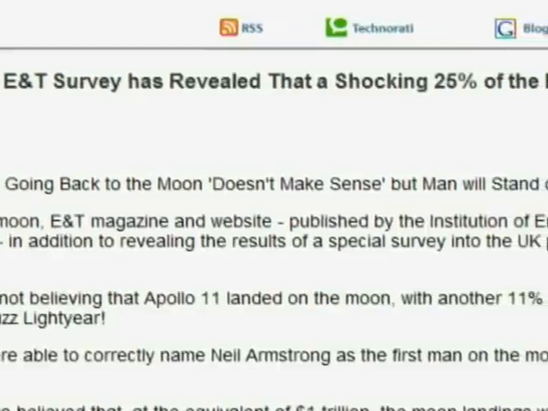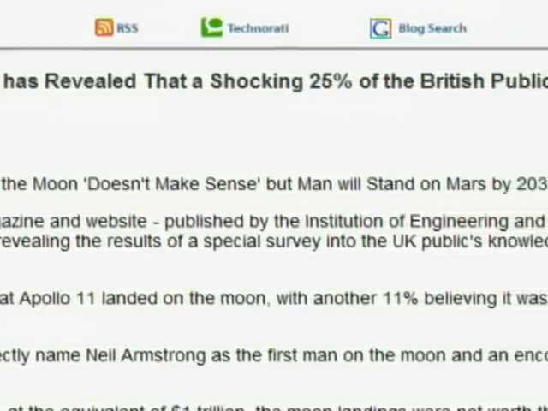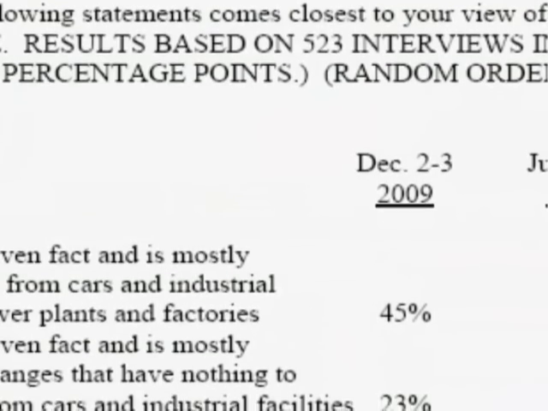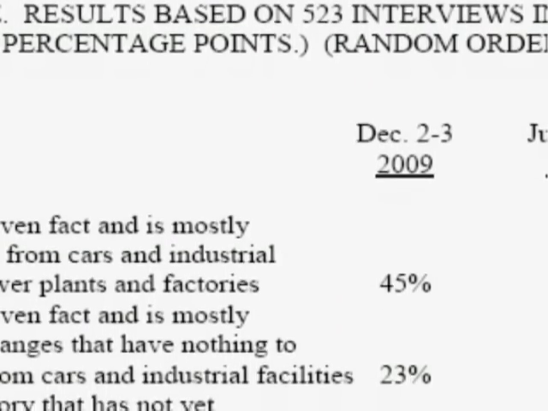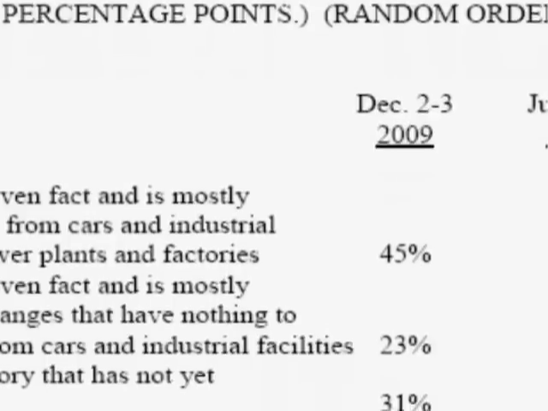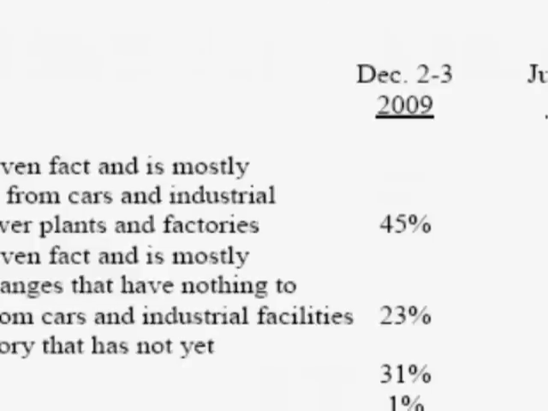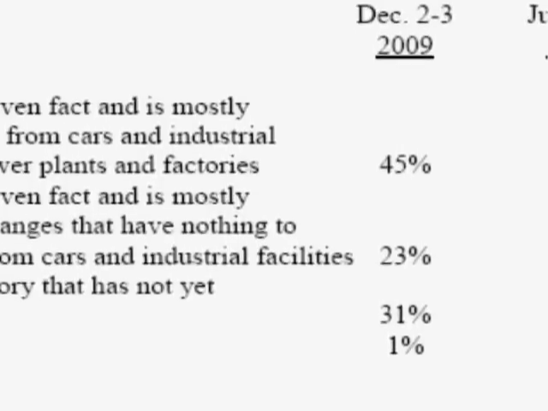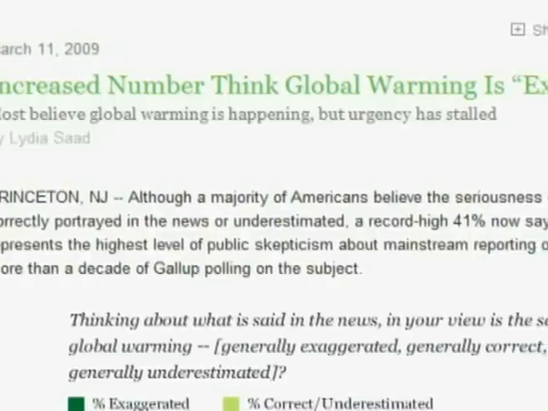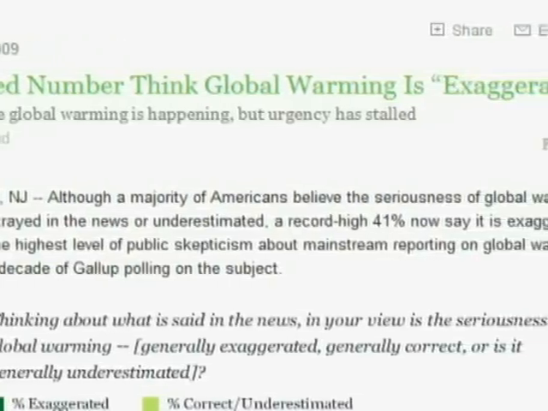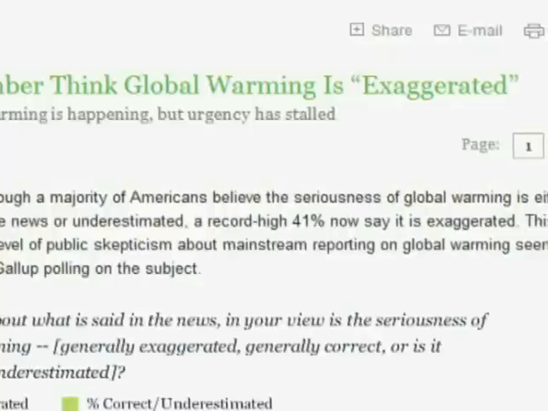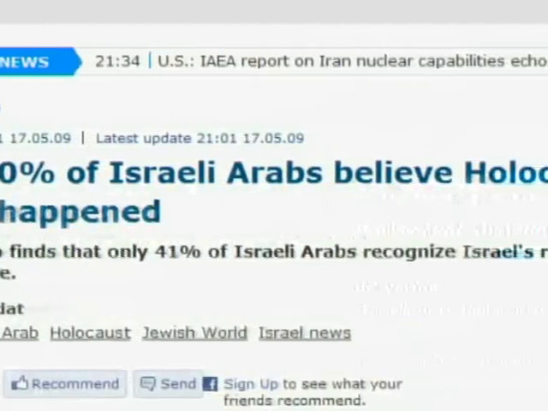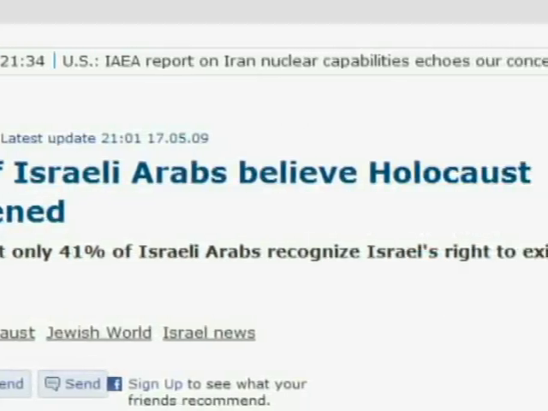Again in 2009, an E&T Newsdesk poll claimed that 25% of British respondents disagree that man has walked on the moon. Also in 2009, a CNN poll on climate change did not ask whether respondents thought global warming was a deliberate lie, but 54% of respondents expressed that they believed global warming either wasn't happening or that it was happening but only due to natural causes. Again in 2009, a Gallup poll claimed that 41% of American respondents believe global warming is exaggerated. And in the same year, another university poll concluded that 40.5% of Israeli Arabs believe the Holocaust never occurred.